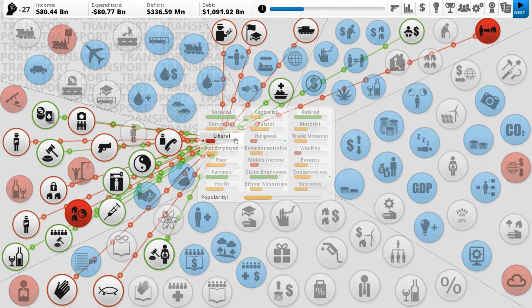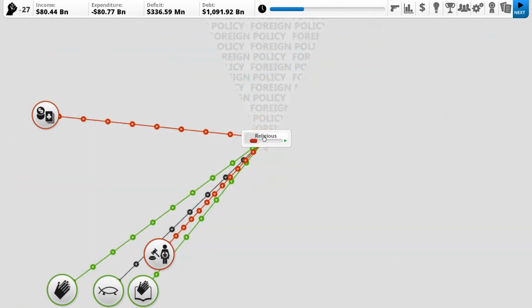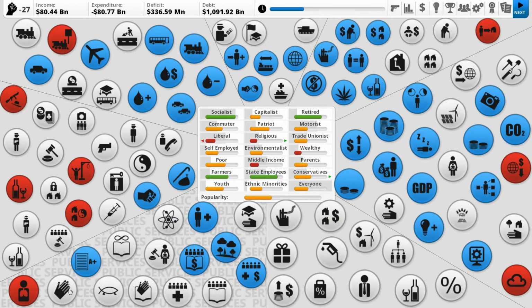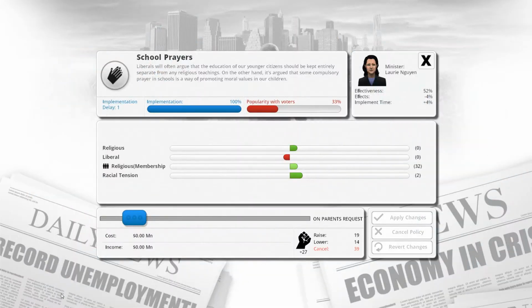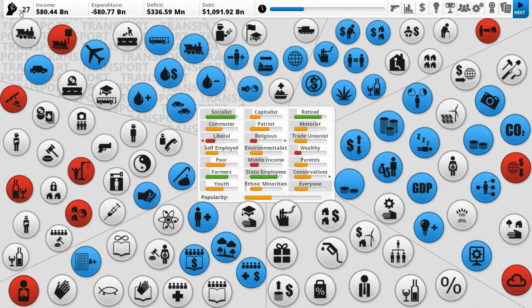Let's take a look at both of these. What's this one? Yeah, school prayers. This is pissing off liberals. Costs wicked too much to cancel. What we can do is just save our political capital this turn. Go on to the next one.